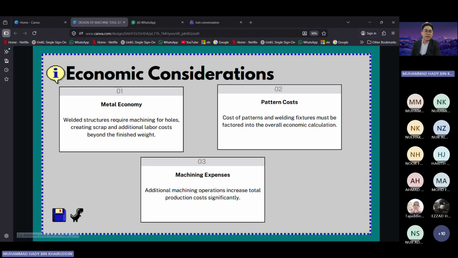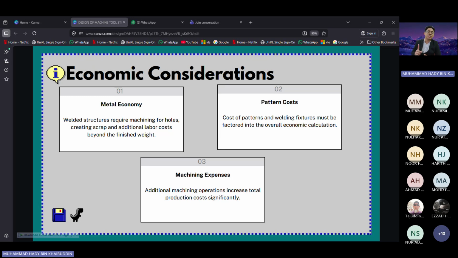Finally, we have to look at the startup cost. For the casting, you have the high initial cost for the pattern, the wooden or metal shape used to make the mold. For the welding, you have the cost of a welding fixture to hold everything in place while it's being joined. And for the machining factor, steel is often harder to machine than cast iron, which has natural graphite that acts as a lubricant. So, as a design engineer, your job is to balance this.